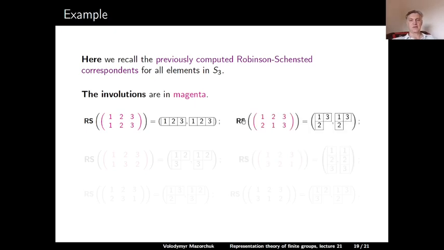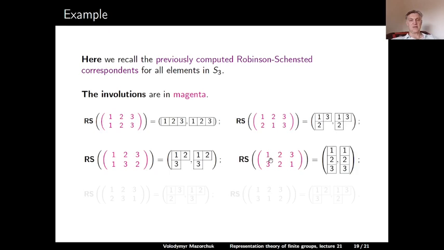Next, the Robinson-Schensted correspondent of 2, 1, 3. This is also an involution, and the image consists of the pair of the same tableau of shape 2, 1. We have 1, 3 in the first row and 2 in the second row. So the third element, we take 1, 3, 2. This is again an involution, and its image has the same tableau repeated, shape 2, 1, and 1, 2 in the first row and 3 in the second row.